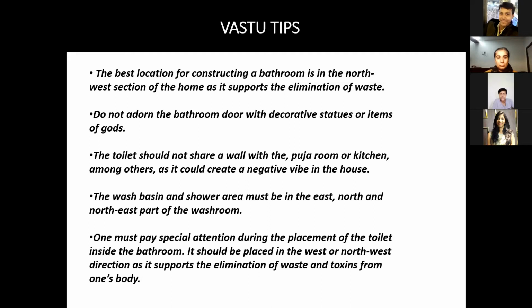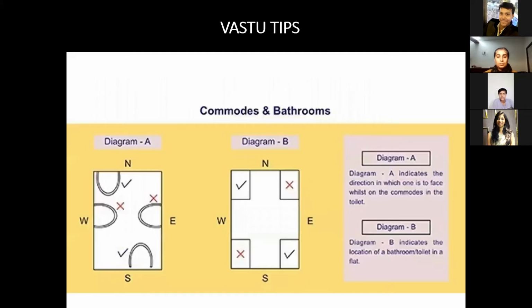Then the wash basin and shower area must be in the east, north and northeast part of the washroom. One must pay special attention during the placement of the toilet inside the bathroom. It should be placed in the west or northwest direction, as it supports the elimination of waste and toxins from one's body. You can also place your toilet seat facing it. The toilet seat's back should be on the south wall.